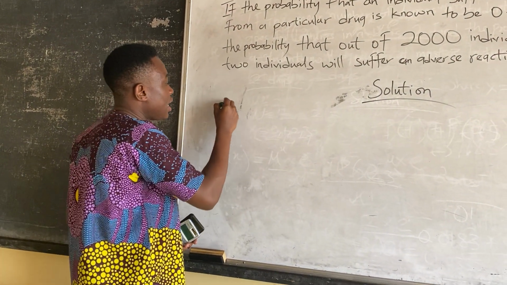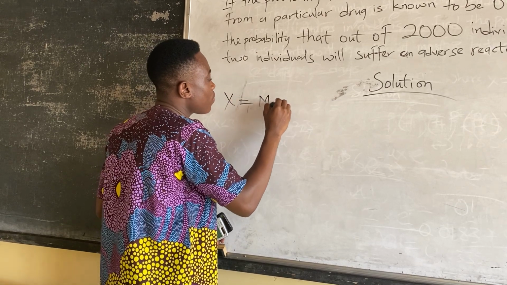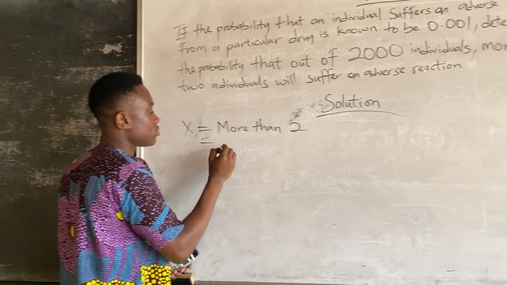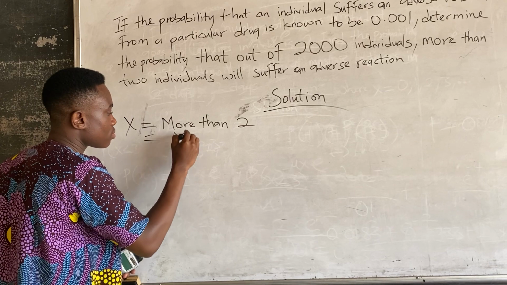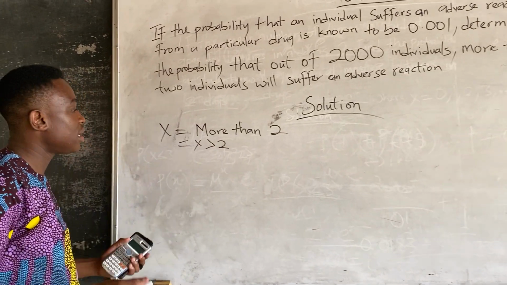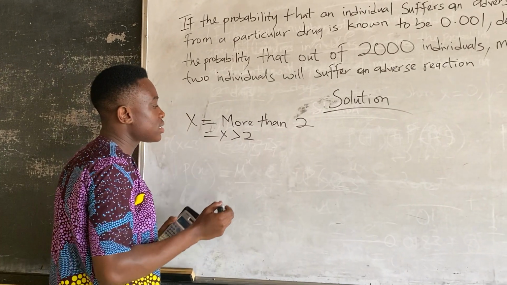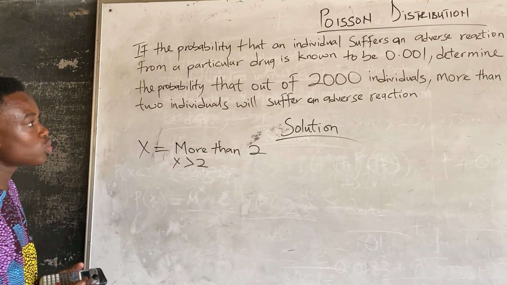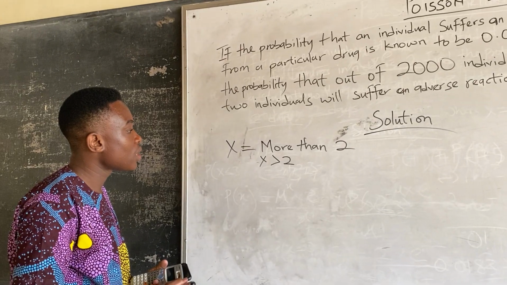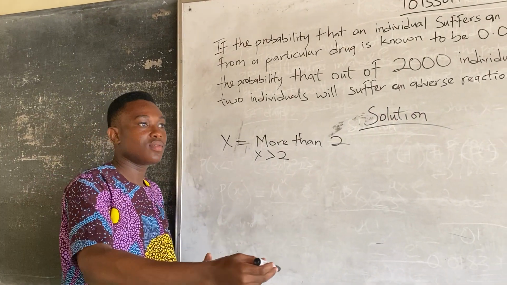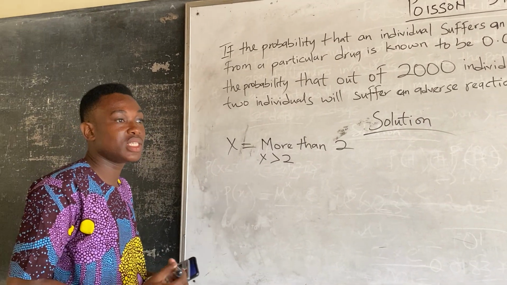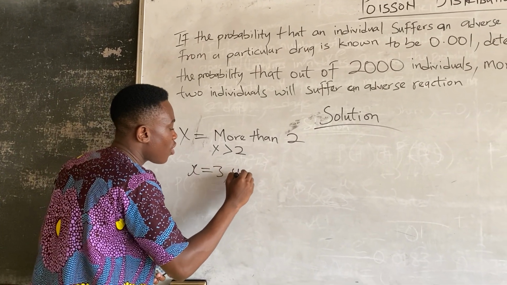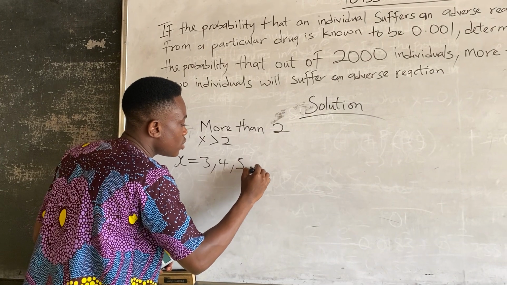So from this, we have our x to be more than 2, which is x greater than 2. So what it means is that we begin from the next value, which is 3. X greater than 2 means we have our x to be 3, 4, 5, and so on.